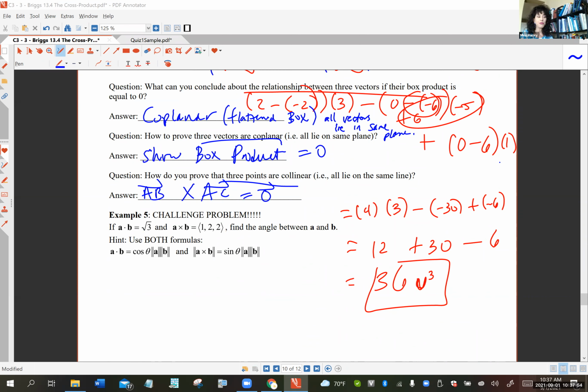Example 5 is a challenge problem. I saw this problem a few years ago and I thought, wow, that's just so cool. I just got so excited. I thought I'd share it with you. And I hope you find it as fascinating as I do. What I love about it is it's like a puzzle. You kind of have to do stuff and know some of your theorems and formulas in order to finish out the problem. So that's the part of it that I love. It's multi-step.